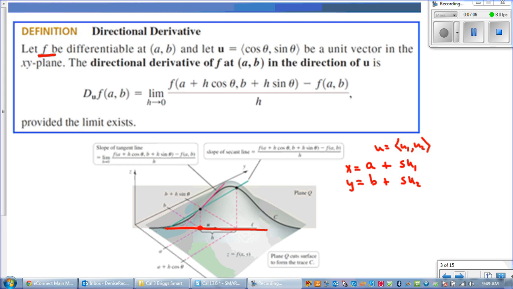Now I'm using s to emphasize that s is the arc length. So this is that parameter that is the arc length. So as I move a distance s along that line, I will have actually traveled the distance s as well. So this is the parameter representing the arc length.